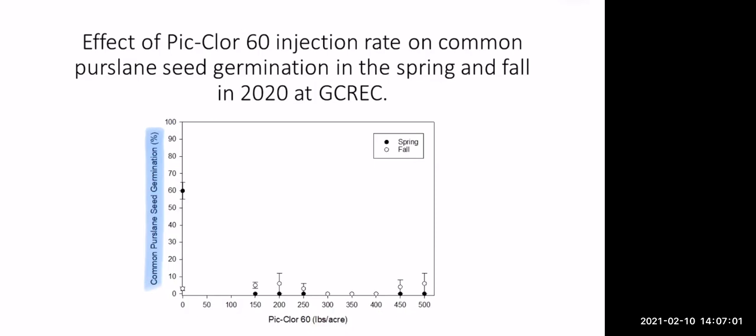If you look at the dark black dots, that's the one we'll look at first. This is seed germination in the spring, and you'll notice we are at about 60% germination when it was not fumigated, and any fumigation rate killed 100% of the seeds. Unfortunately, in the fall, even in the non-treated, we didn't have great germination. It didn't seem to have an effect, probably because of the poor germination rate. But this data, although not perfect, does indicate that Picklor 60, even at fairly low rates of 100 pounds per acre, is able to control purslane seeds.